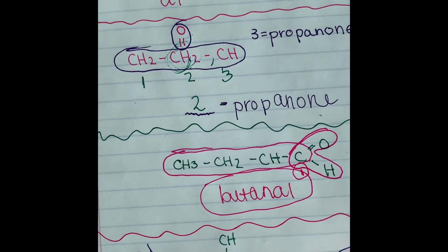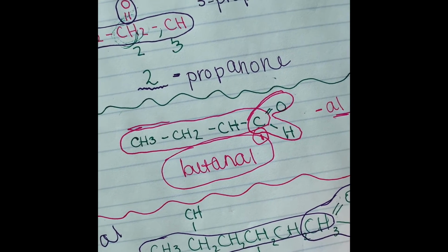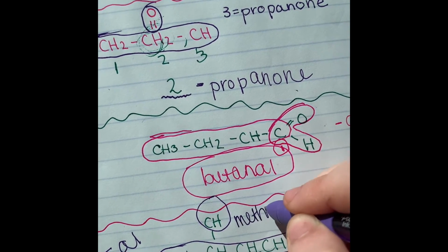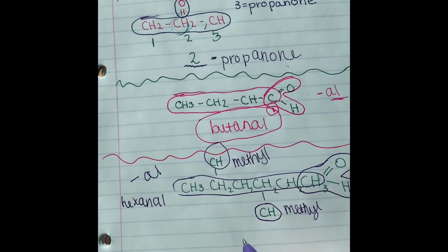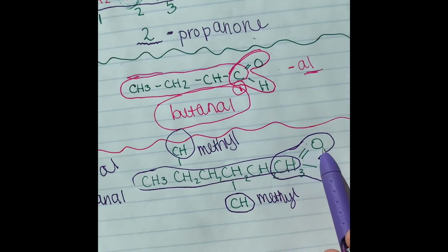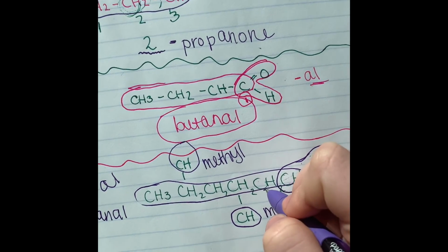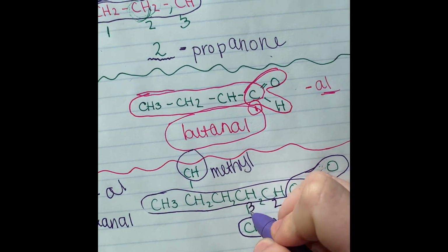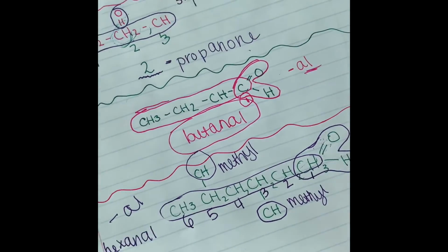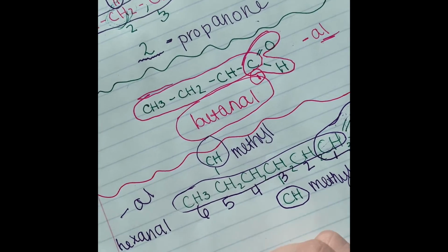And then we're going to want to look at our attachments. We have this methyl group, and we have this methyl group. Alright, so we're going to want to number our carbon chain, and to do this we're going to want to make sure that our carbon that has the double bond to oxygen has the lowest number. So we're going to do 1, 2, 3, 4, 5, 6. The attachments here are at 3 and at 5, so it's going to be 3, 5 methyl.